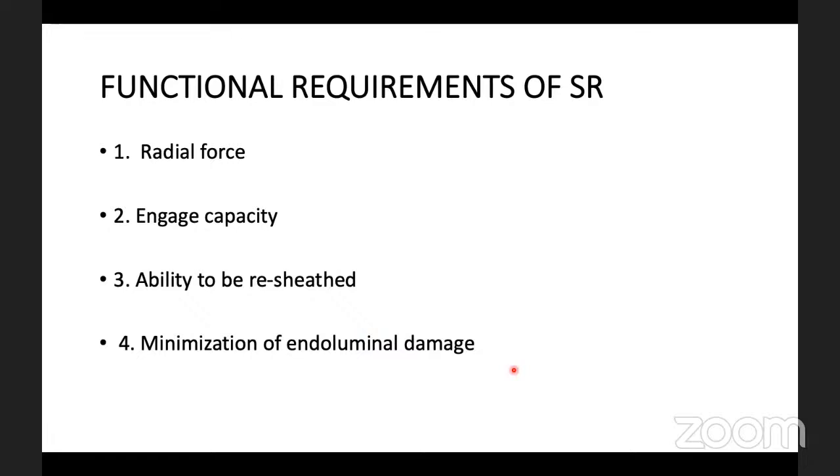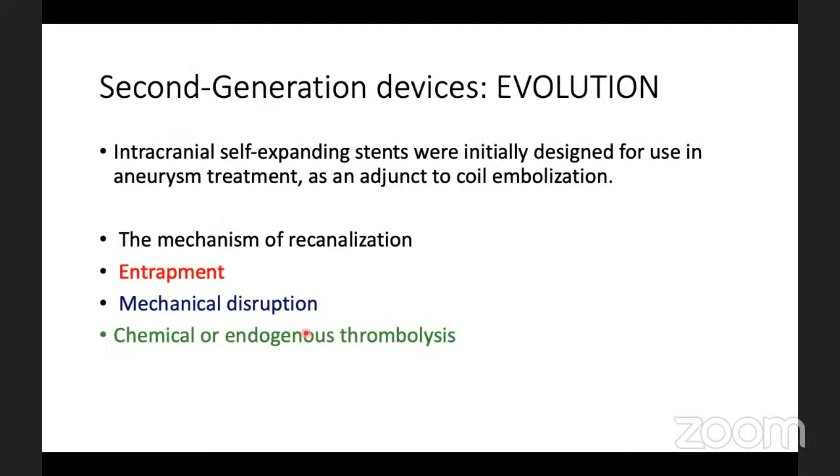So what is the basic requirement of a stent retriever? It should have a radial force. The radial force we saw is because of the chronic outward force. It should engage the clot whenever it is. It should have the ability to be resheathed, because sometimes we go multiple passes, 2 or 3 passes, so it can be resheathed in and out. And then it should have minimization of endoluminal damage.